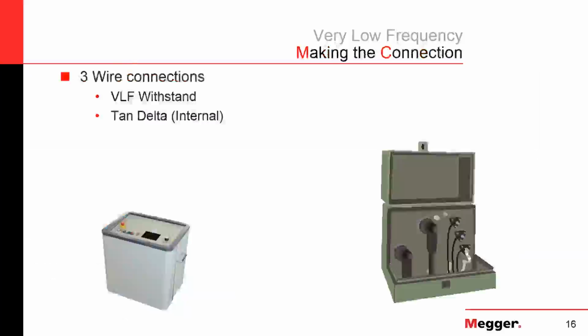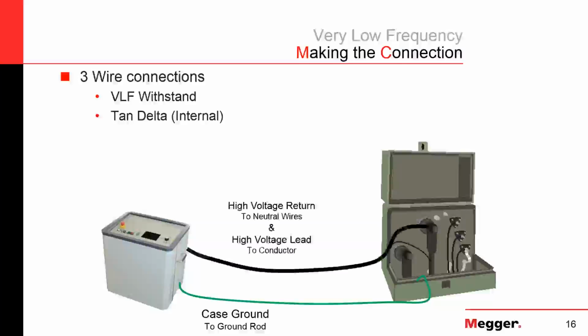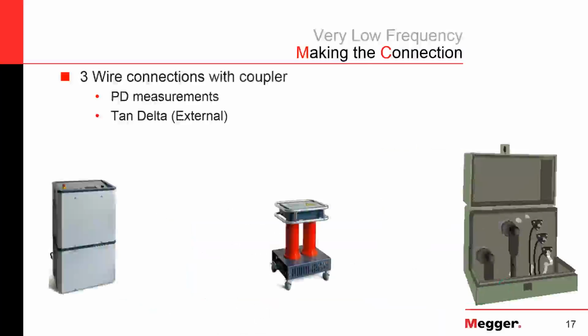When we make the connection here, for our VLF withstand test and Tan Delta testing for products that have the Tan Delta built into it, it's just a 3-wire connection. Very simple. It's the same way as we connect our thumpers and things like that. The first connection is always the case ground. That's the safety ground between the product and the ground rod in the cabinet there. The next connection is always a high voltage return that goes to the cable neutrals. And the last connection we make is to the high voltage lead going to the center conductor of the cable. Once the device is hooked up like this, we'll be able to apply a VLF withstand test or a Tan Delta test.